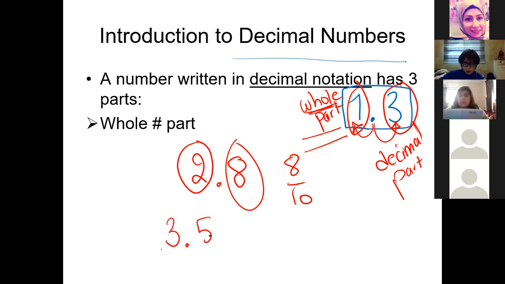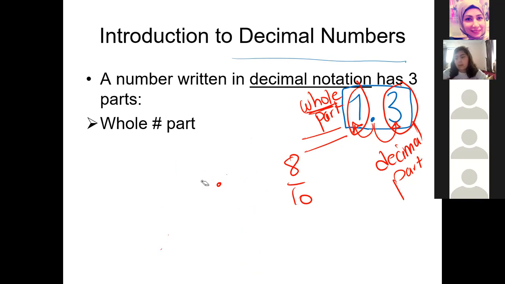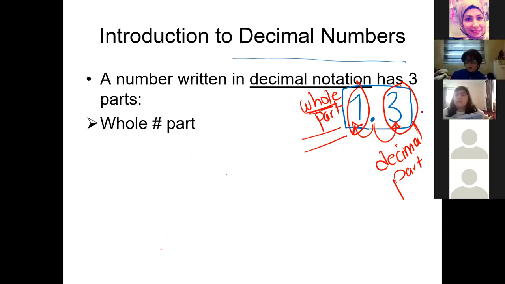3.5, what does it mean? 3 squares are full colored and 5 are colored. 5 are colored out of how much? Out of 10. Excellent. Bravo. So 5 out of 10 are colored. Is it clear till now?